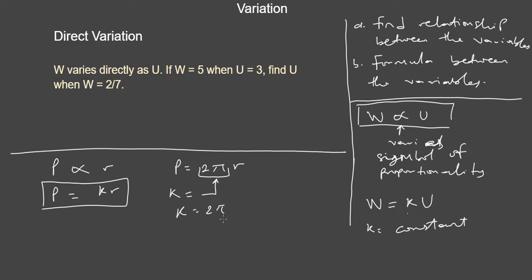So that is what we mean by constant. It's a value that does not change in a formula. It's fixed irrespective of what the variables' values are, right? So this is how we determine the relationship, and this is how we formulate the formula for a problem that has to do with variation. So now let's use this idea to answer the question that we have here.